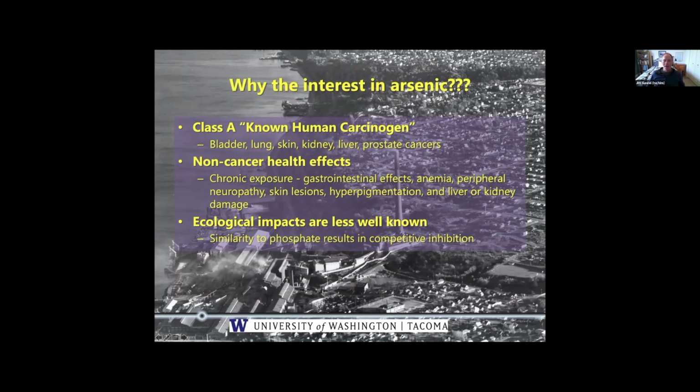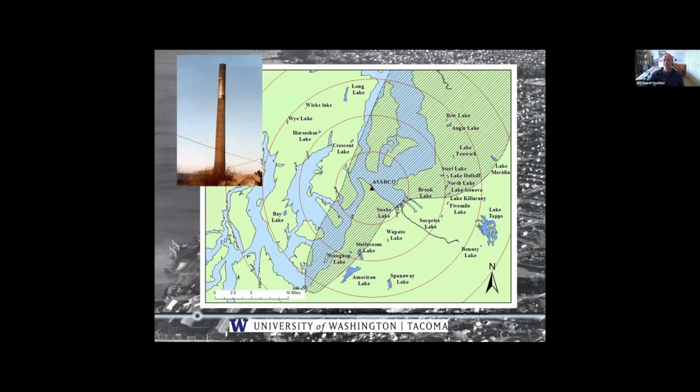So, why should we care? Arsenic is a class A known human carcinogen with myriad cancer and non-cancer health effects. Urban lakes are important sources of food and recreation for many underserved ethnic populations and urban poor, and therefore a human health concern, and possible impacts are there for ecosystem health as well.